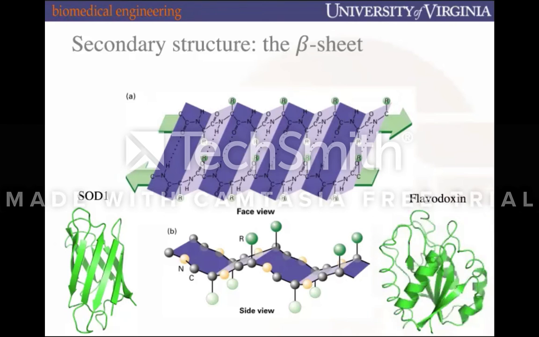Parallel beta sheets do exist, but are a bit more rare. This is flavodoxin. I'm trying to remember what this is. It's a protein that's an electron donor in bacteria. It's surrounded by alpha helices, but embedded in the middle are parallel beta sheets. But again, those are typically more rare, and what you'll usually see are anti-parallel beta sheets.